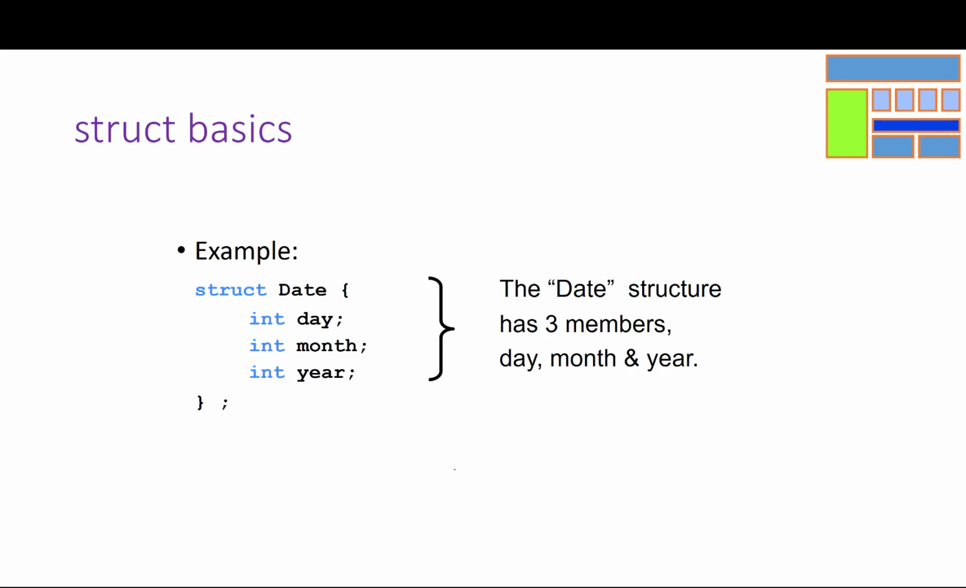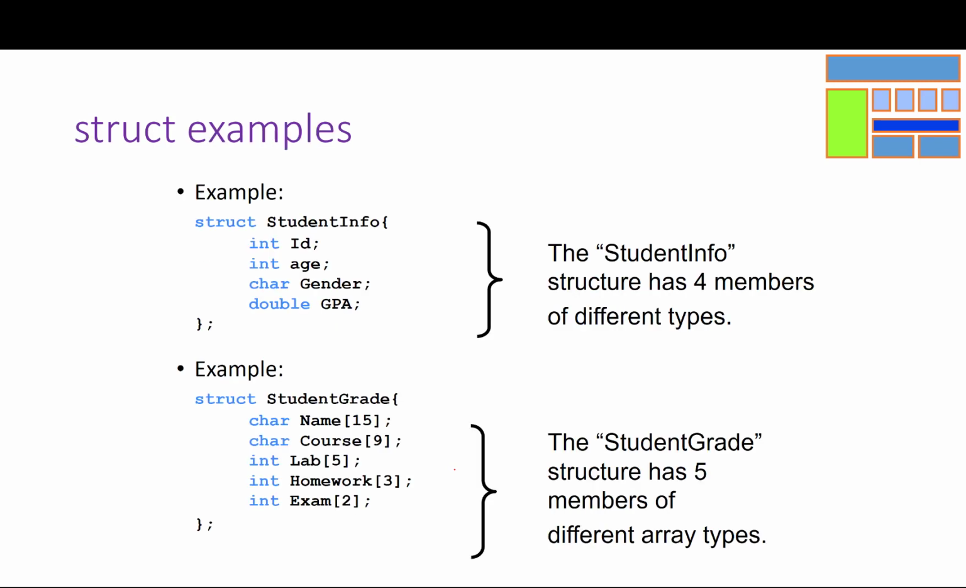So here's an example. For example, I have here a struct which is based on date, and inside it there are 3 members. The first one is day, the second one is month, the third one is year. And then here is another example, struct student info, and then inside it we have ent ID, ent age, and then char gender, and then double GPA.